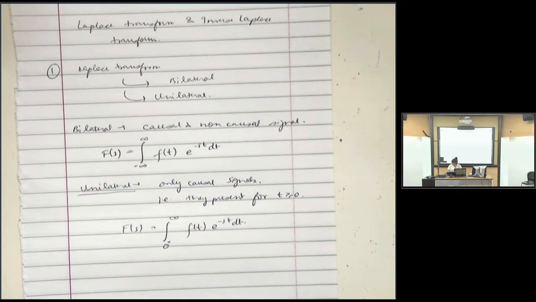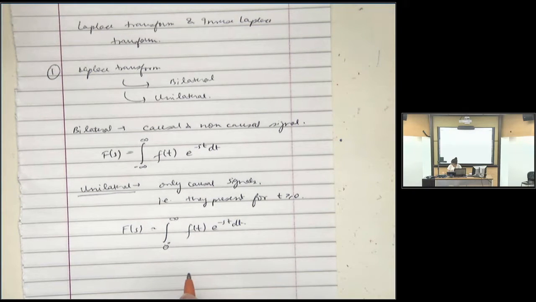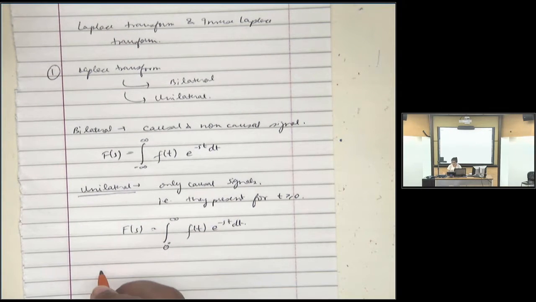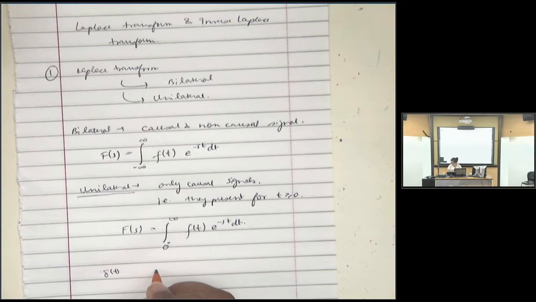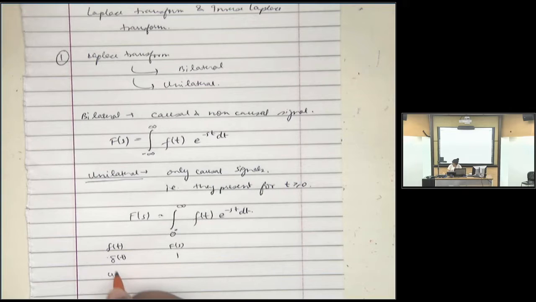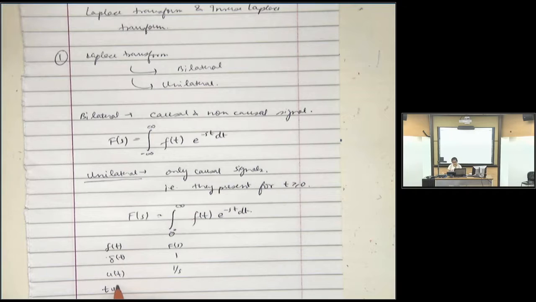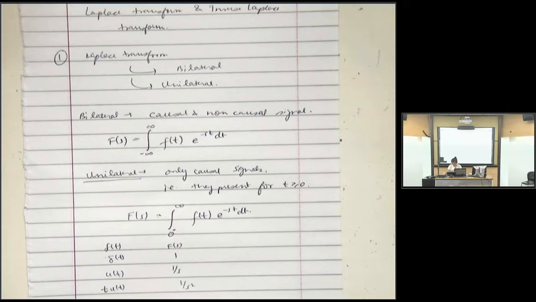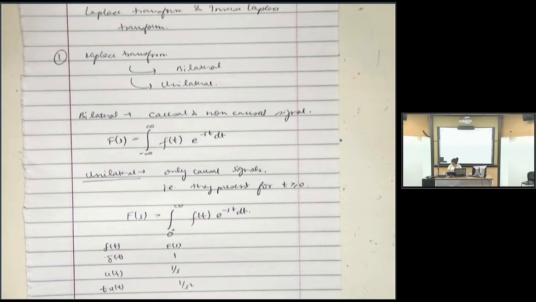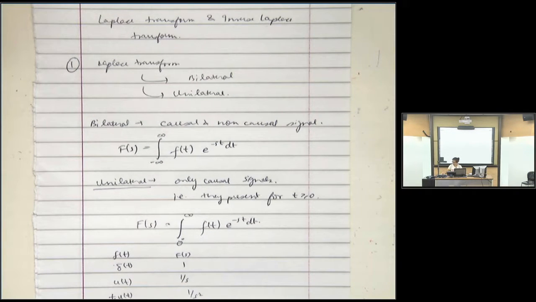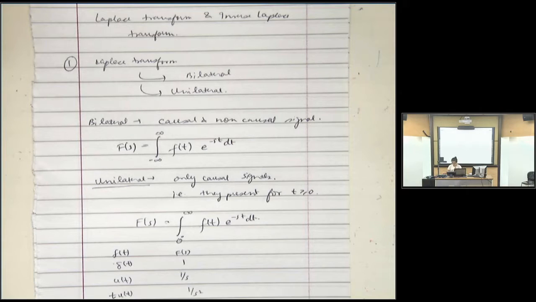Okay, and in the textbook there's a table which gives the Laplace transforms for some standard functions. For example, for delta function, the Laplace transform is 1. For the step function, it is 1 over s. For the ramp function, it is 1 over s square, and so on. So these are the standard functions that we'll be using throughout the class for Laplace transform and taking the inverse Laplace transform.